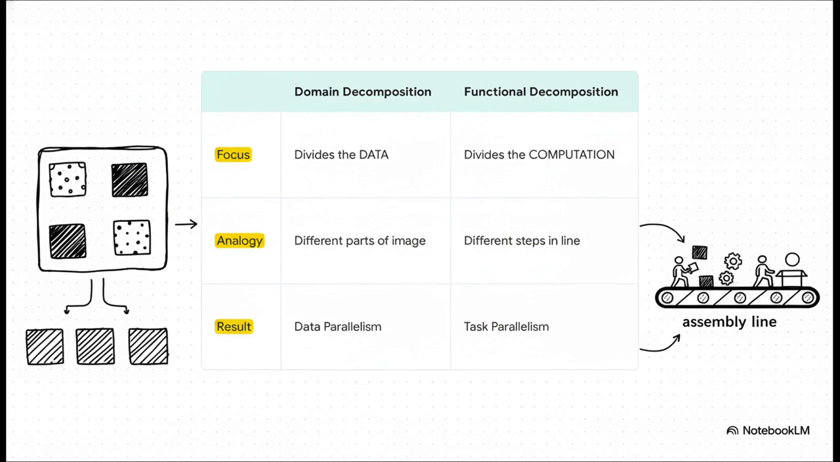But it's really important to know there's another way to do this, called functional decomposition. Think of this one like a factory assembly line. Instead of splitting up the thing you're working on, you split up the jobs. Each worker, or processor, becomes a specialist at one specific step in the process. So it's really about this. Do you split the data, or do you split the work?